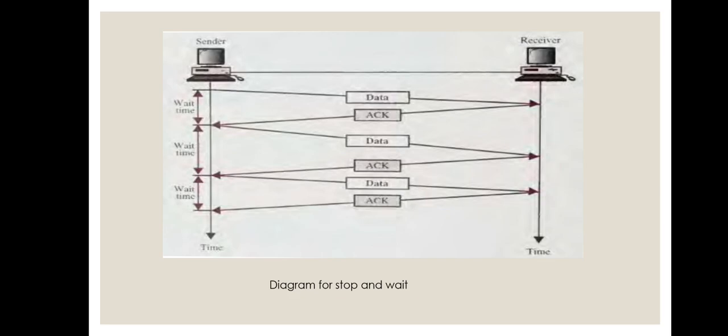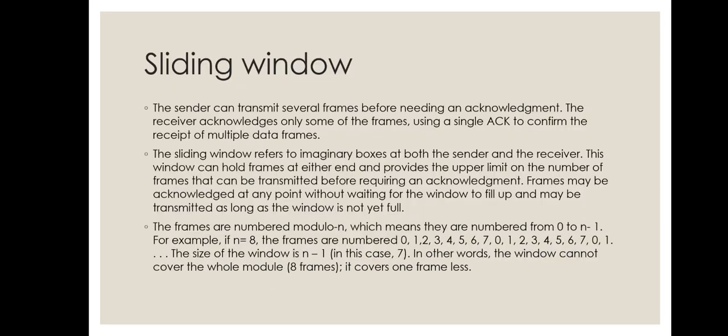So this is a diagram of stop and wait. So we have a sender and we also have a receiver. So the sender first sends the data to the receiver. Now the receiver sends back the acknowledgement. So this time period between the data being sent and the acknowledgement being received is called the wait time. So this process repeats until the EOT.